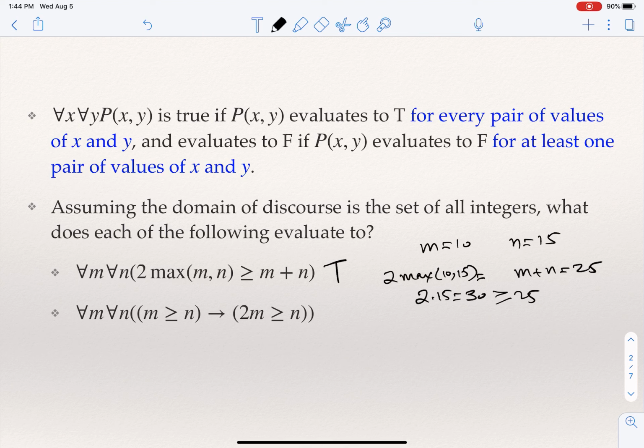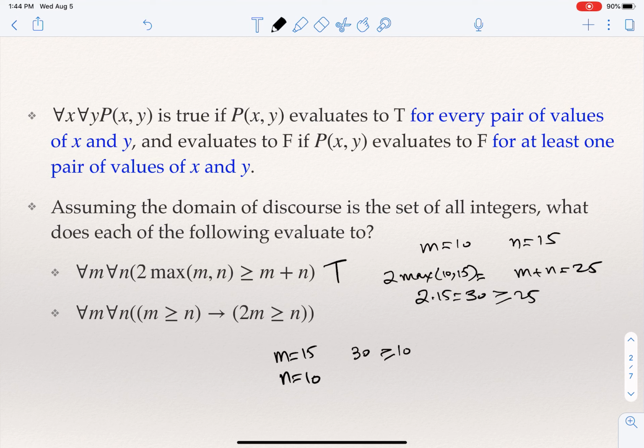It's saying that if you look at any two integers m and n, if m is greater than n, then 2m is greater than or equal to n. Let's look at the same thing again. Let's say here now m is 15 and n is 10. Of course, m is greater than n in this case. 2m is 30 and it is greater than or equal to 10. It seems to be correct. But is this always right?